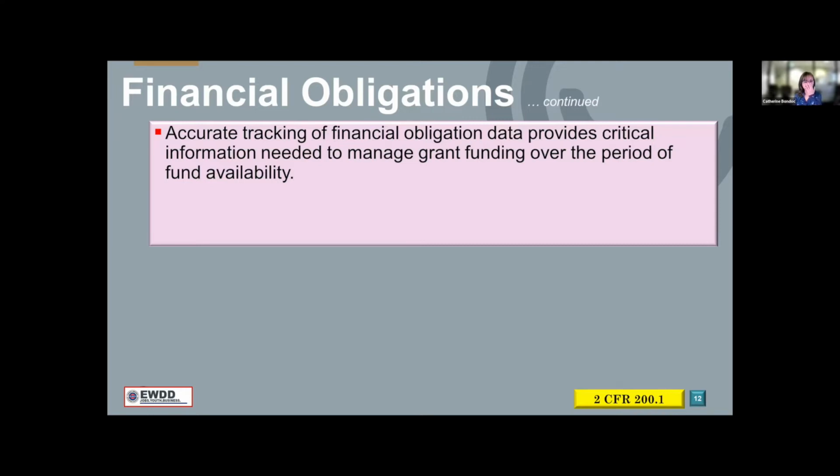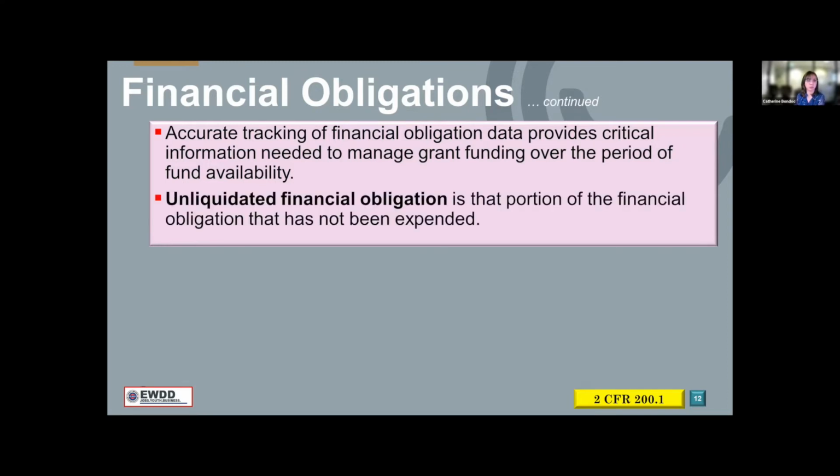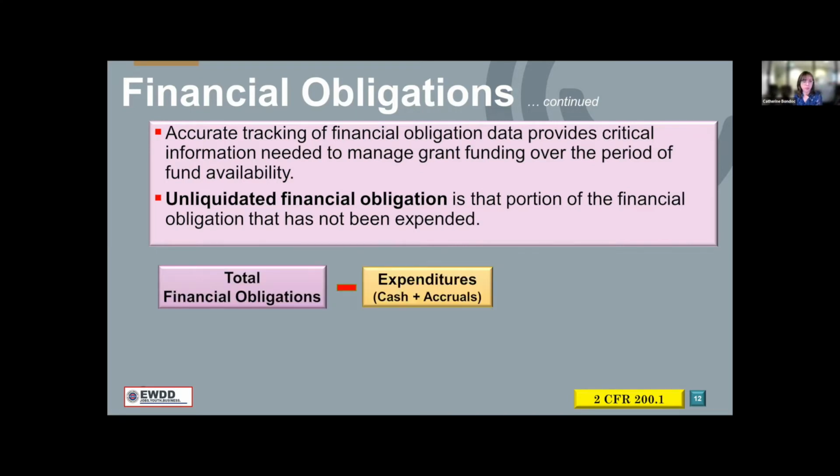So accurate tracking of financial obligation data provides critical information needed to manage the grant funding over the period of funding availability. The unliquidated portion of your financial obligation, the unliquidated portion of your contract, is that part of your contract that you did not expend. That's what unliquidated means. So your total financial obligations minus what you've actually expended, whether that be cash or accrual, is your unliquidated financial obligations, the part of your contracts that you never expended.